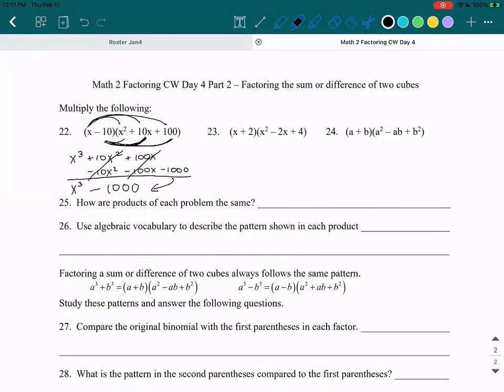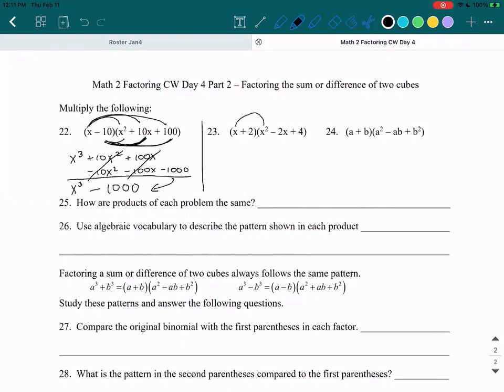Okay, so x cubed minus 1000 is what we end up with when we multiply those two factors. Notice how there's only two terms. There's an x cubed and there's a minus 1000. And then for number 23, it's going to be pretty similar. So let's take a look at what happens.